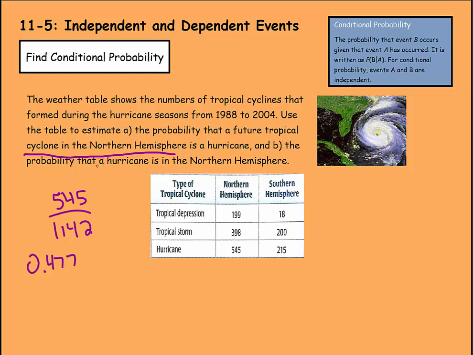The probability that a hurricane is in the northern hemisphere. So event A is that it's a hurricane. So that's already a given. So now that it's a hurricane, what is the probability that that would be in the northern hemisphere? So here's the hurricane data. The favorable event would be the northern hemisphere, making it 545. And that would be out of 545 plus 215, which would be 760. So the 545 out of 760 would be our odds.